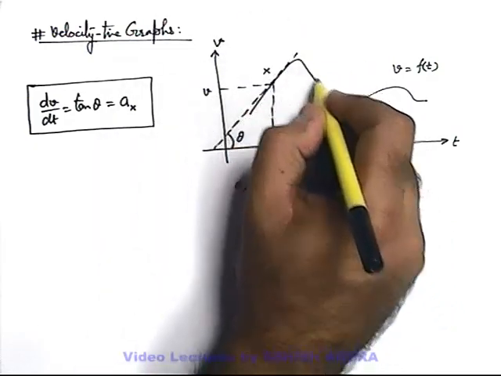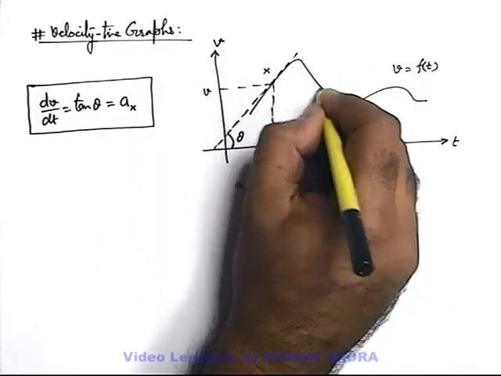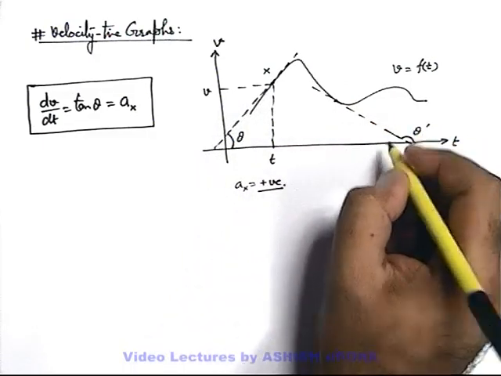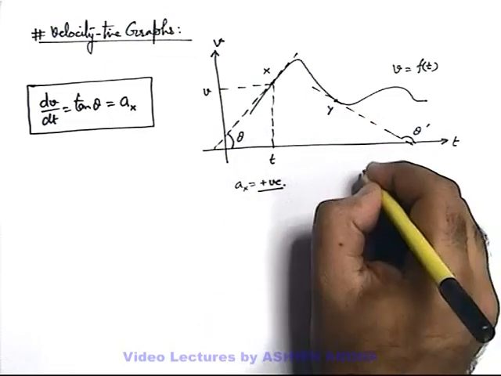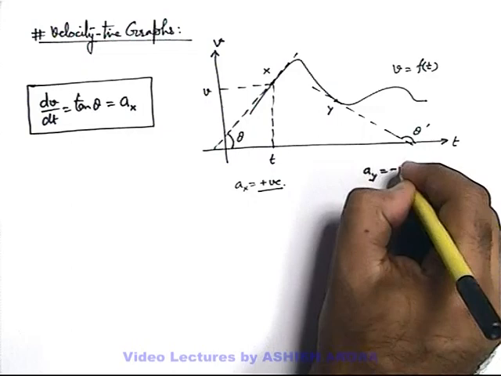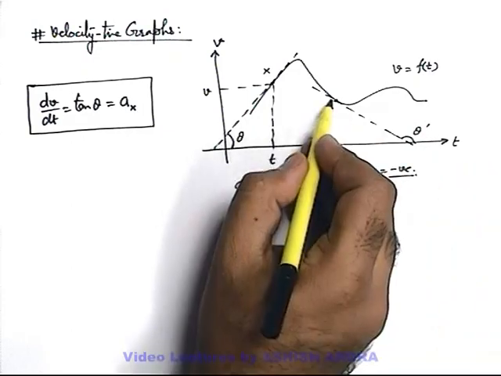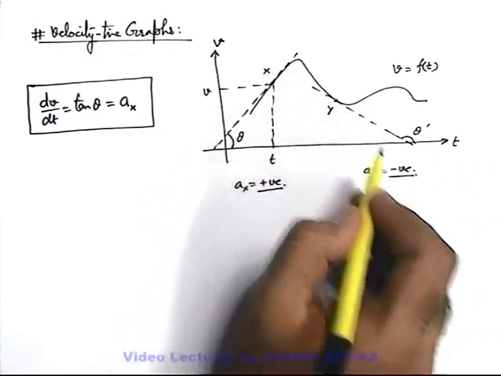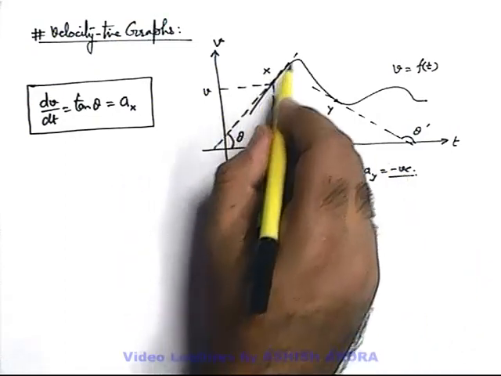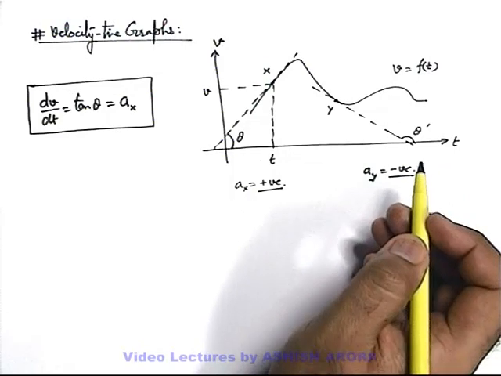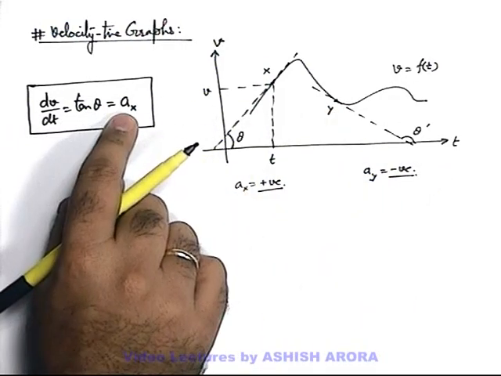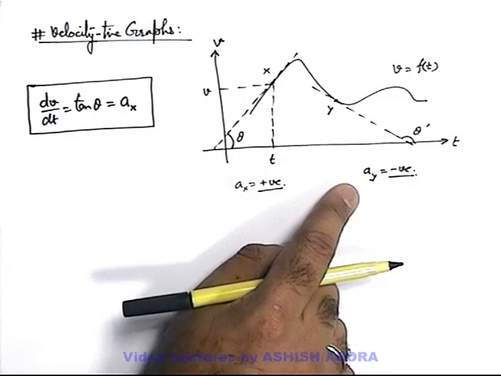When we talk about the decreasing part of the curve, at any position, if we draw a tangent, you can see the angle theta dash is obtuse. So this is the point y. We can say acceleration at point y will be tan theta dash, which is a negative quantity. Here you can see the velocity is decreasing, so acceleration we consider to be negative. So be careful about this situation where we are finding the slope of the velocity-time curve as acceleration.